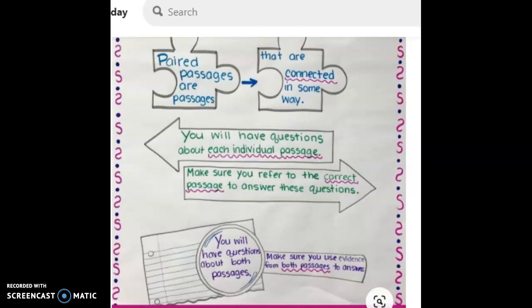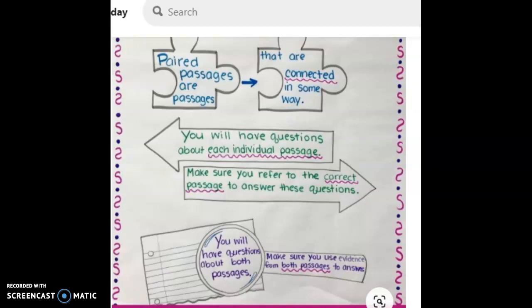Good morning, boys and girls. Today we will be starting part 1 of our practice with paired passages. I noticed that on the benchmark, you had one on there, and there were several questions using the paired passage. So today, again, this will be part 1 of our study.